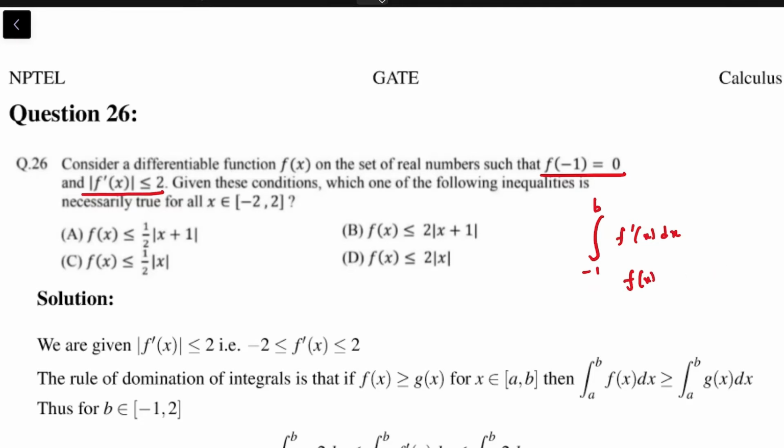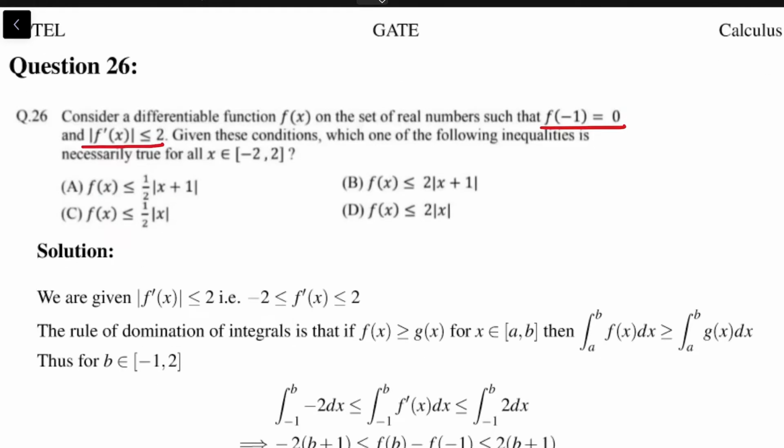So you will get some formula which has f of b, not f of x. But of course, all these inequalities are in terms of f of x. So what we will now need to do is to use some property of integrals which has an inequality in it, so that after taking the integral of f dash of x with that property, we will have in our hand an inequality. So that will be the approach for this problem.